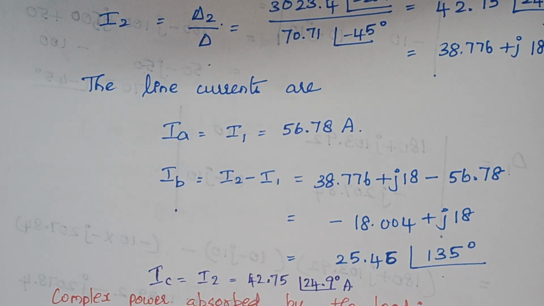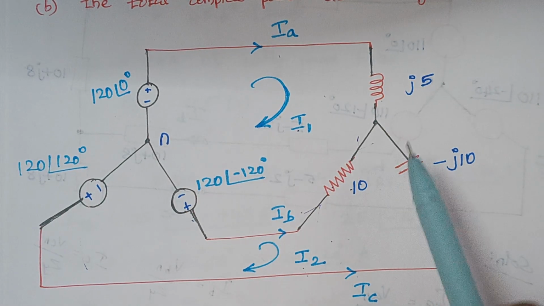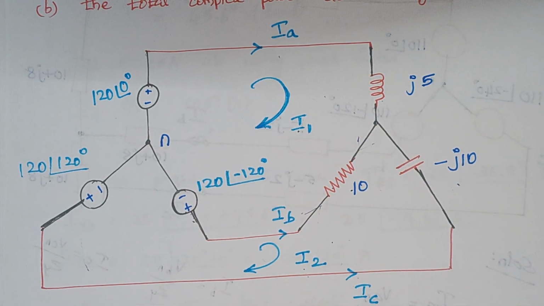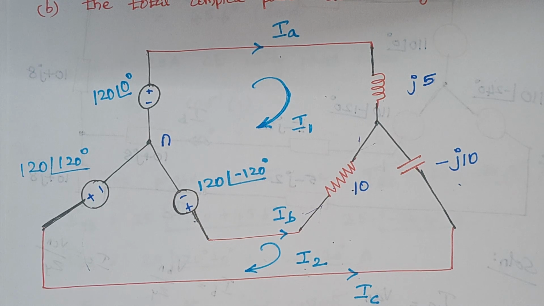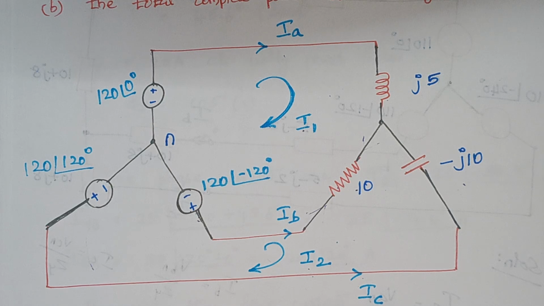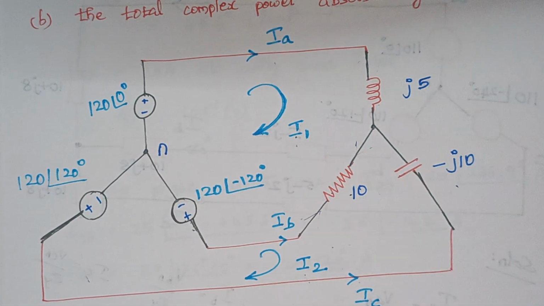Now we are going to find the power absorbed by the load. So here what are all the load values? So here we are having three types of loads, okay? Resistive load, inductive load and a capacitive load. Now we are going to find the power across each load, right? So now we are going to consider this reactance J5. The current flowing through this reactance is I1, right?